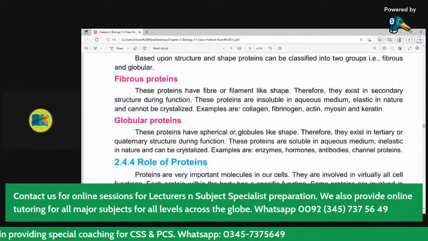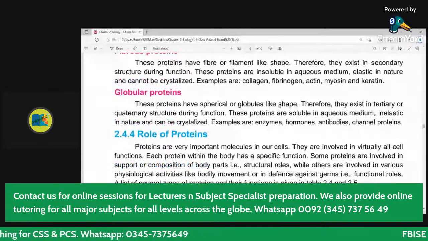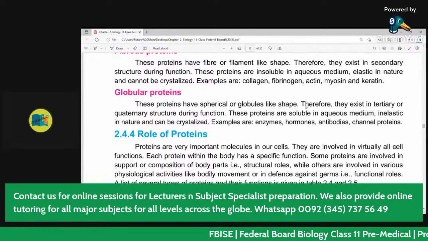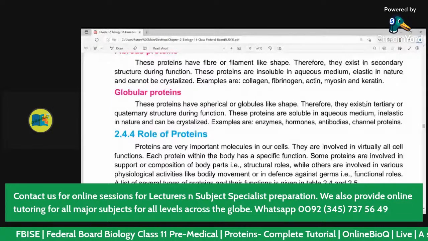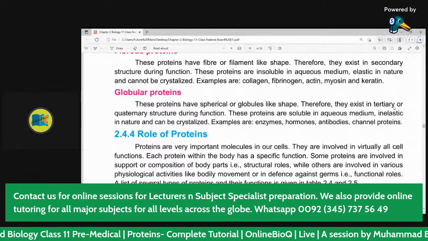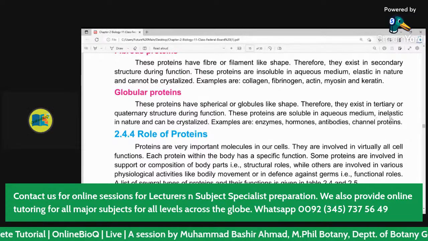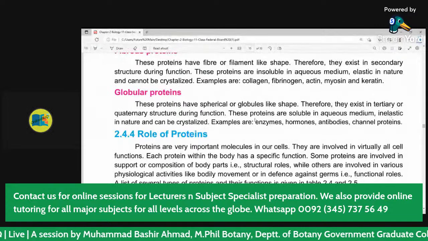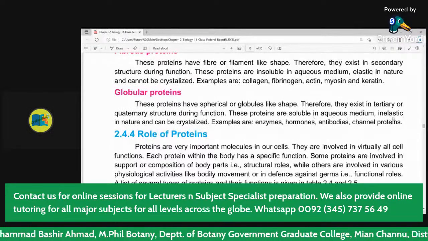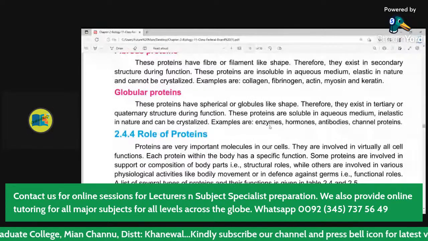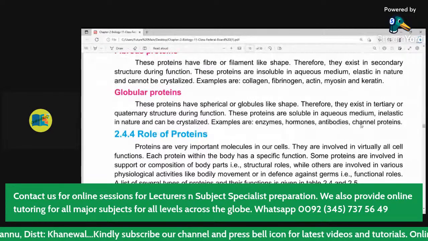What are globular proteins? These proteins have a spherical or globule like shape. Therefore, they exist in tertiary or quaternary structure during function. These proteins are soluble in aqueous medium, inelastic in nature, and can be crystallized. So these are completely opposite to fibrous proteins. Examples are enzymes, hormones, antibodies, and channel proteins.